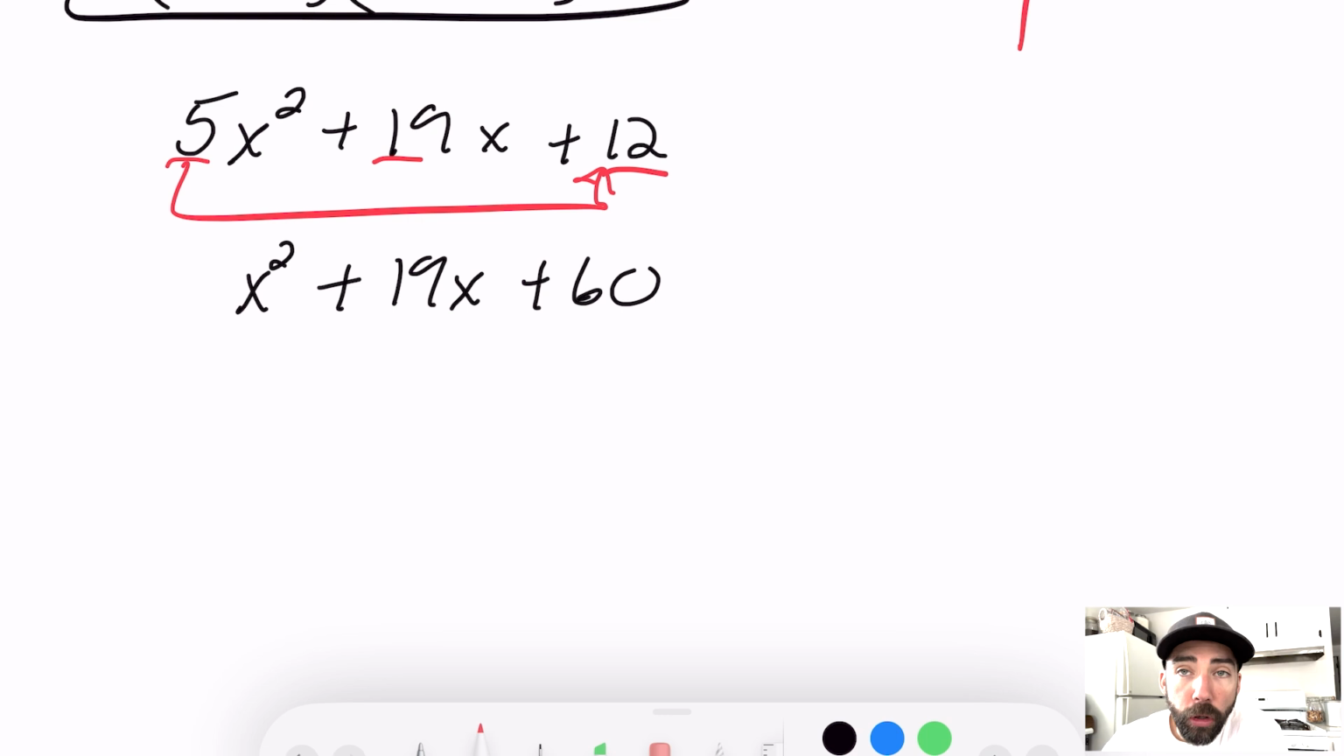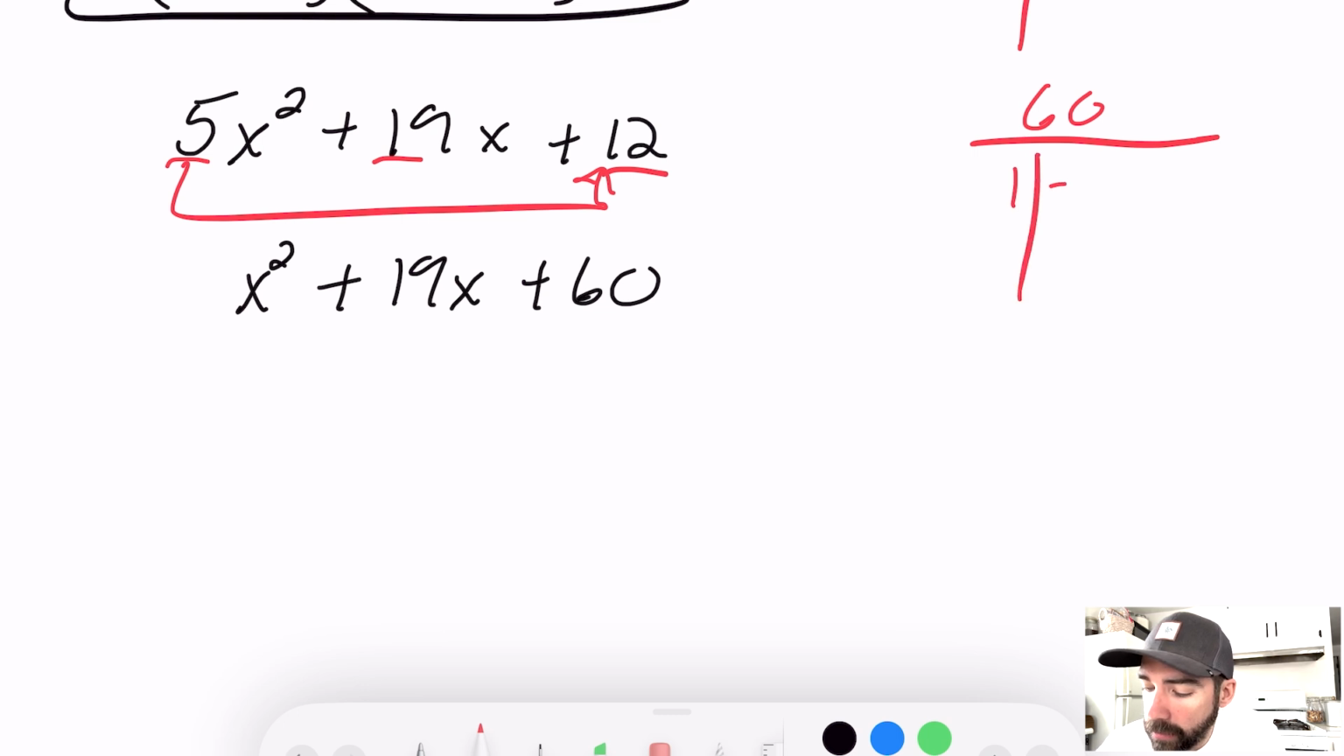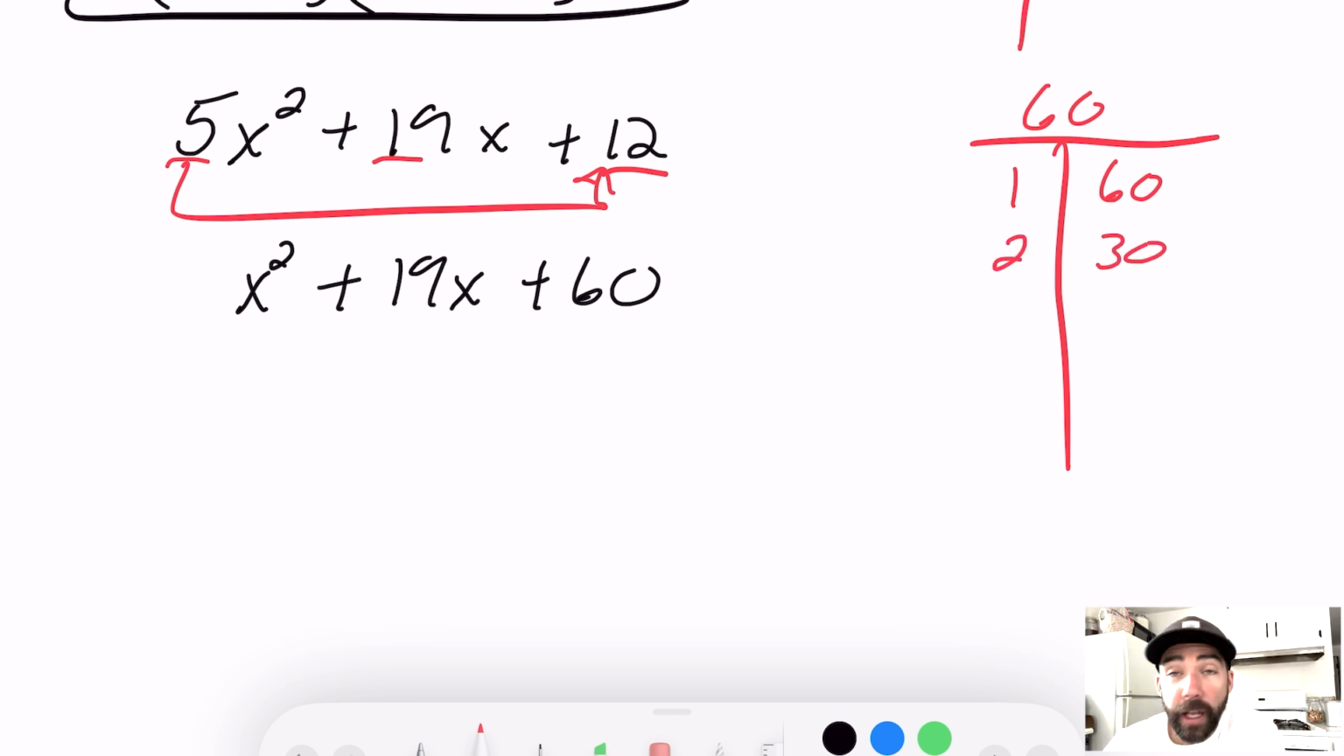So now what multiplies to be positive 60 that would combine to be 19? We got 1 and 60. Definitely not. 2 and 30. Definitely not. And I'm going both positive here because we're multiplying to a positive, so it's either 2 negatives or 2 positives. And I'm adding to be a positive, so it's got to be positive.